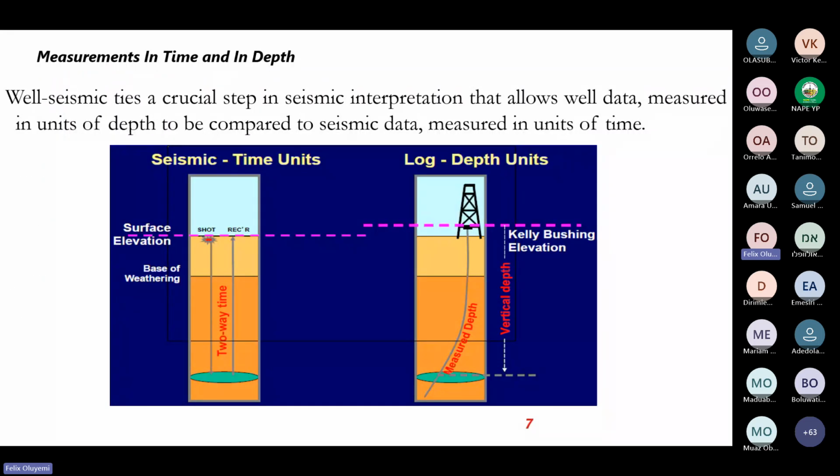So we've been mentioning seismic-to-well tie, we've been saying time and depth. Seismic-to-well tie is a crucial step in seismic interpretation, which allows well data measured in units of depth to be compared to seismic data measured in units of time. Here you can see we have two pictures. One is showing the seismic in time unit, the other one is showing the log in depth unit. Then you can see two dashed lines drawn along. So you need to understand the reference time and elevation from your seismic and tie that to the reference elevation on your log.